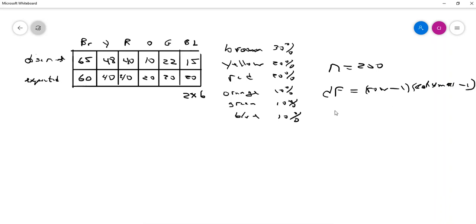Columns minus 1. So degrees of freedom in this case: we have 2 rows and 6 columns. So degrees of freedom equals 2 minus 1, which is 1, times 6 minus 1, which is 5, so we get 5 degrees of freedom. And again, we're going to need this. This is going to help determine how much of a difference is going to be considered a statistically significant difference.